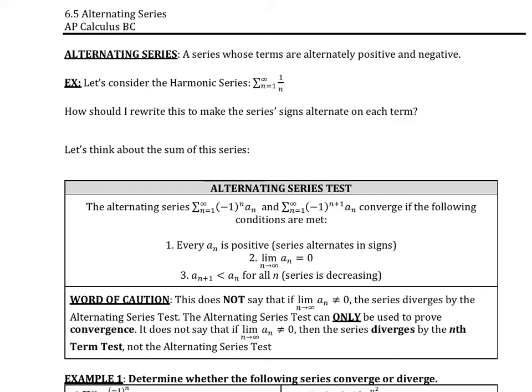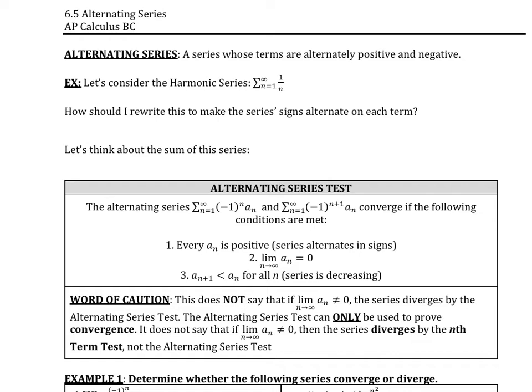Hello, today we are going to look at alternating series. And so far, really all we've focused on are series of positive terms. And today, an alternating series that we're going to talk about is a series whose terms are alternating between positive and negative. So let's look at an example of something that we already know.